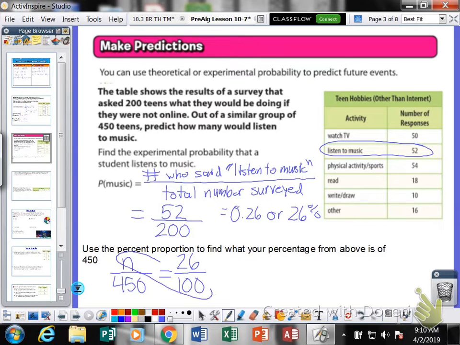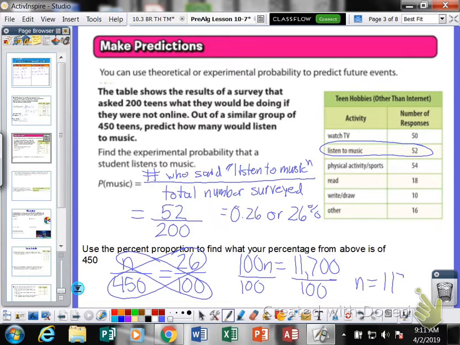So we're going to cross multiply here. So we get 100n is equal to 11,700. Divide by 100. We get n equals 117 students. Okay, so that tells me that out of 450 teens, 117 would listen to music.